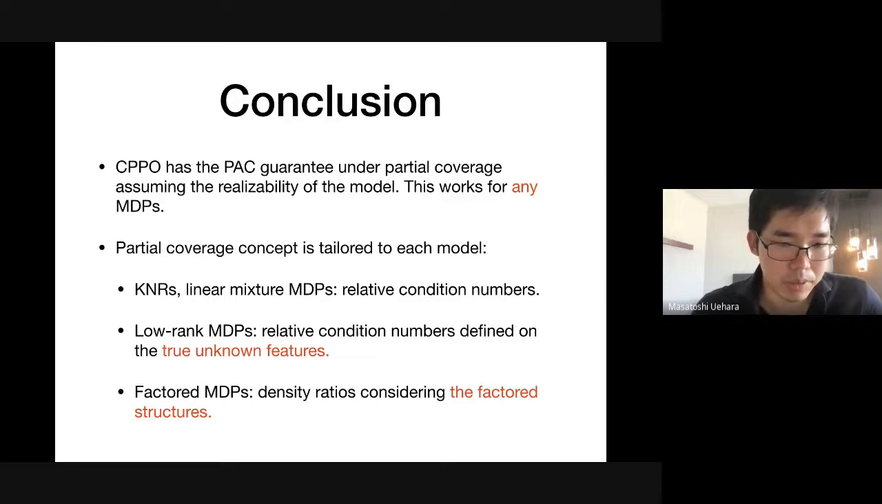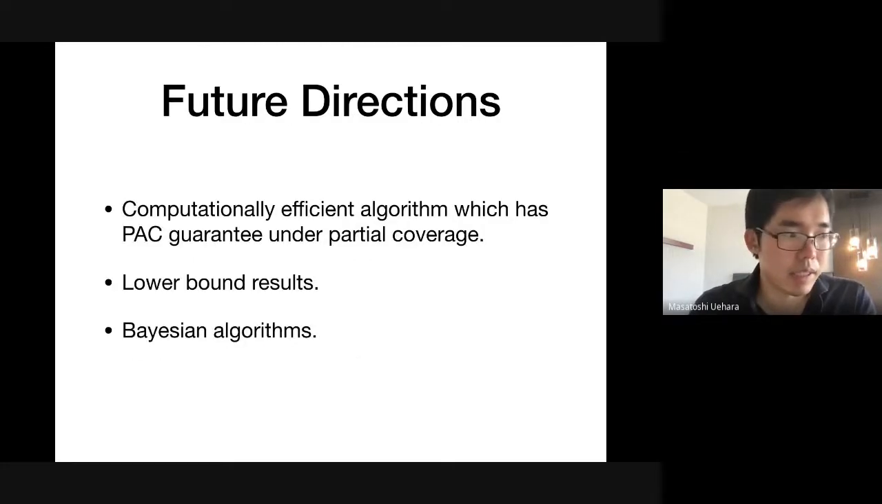I didn't show it in the interest of time, but in factored MDPs, we can also get very good results, where the density ratio can be replaced with a special density ratio for factored MDPs. I also didn't show any lower bound result, and I don't know how to get it, but I think a lower bound result will be very important to understand how tight our result really is.